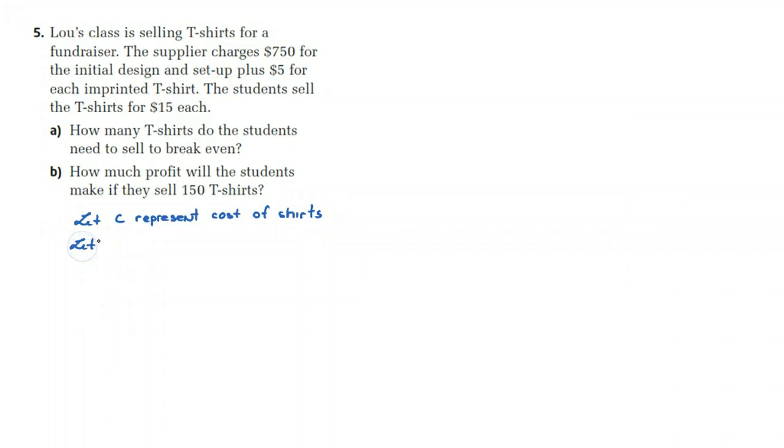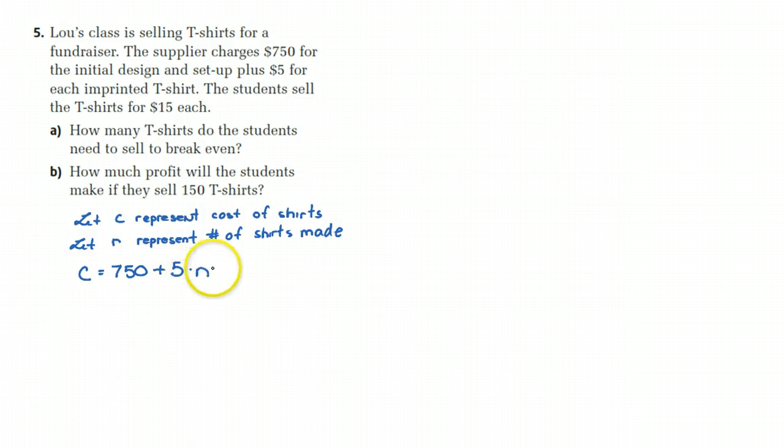And we're going to let N represent the number of shirts made. Okay, so therefore C is equal to, and if my initial cost is 750, so 750 plus, and if it costs $5 per shirt to make it, 5 times the number of shirts made. And what I hope you recognize here, if we rewrite this like this, is this is simply a linear relationship.